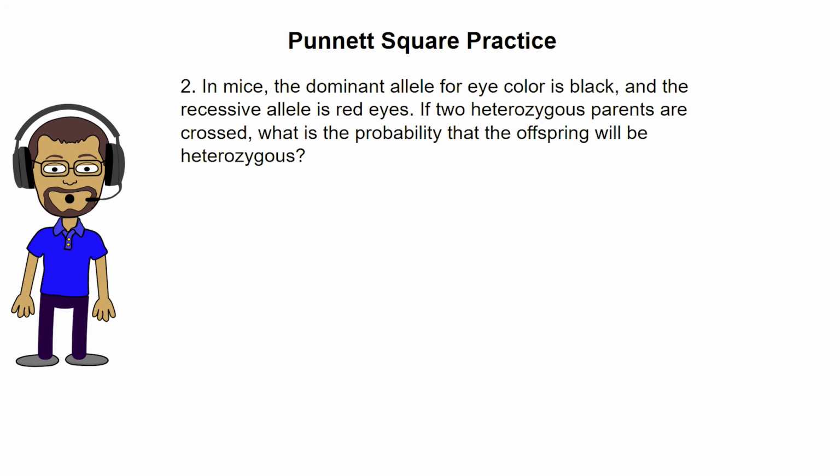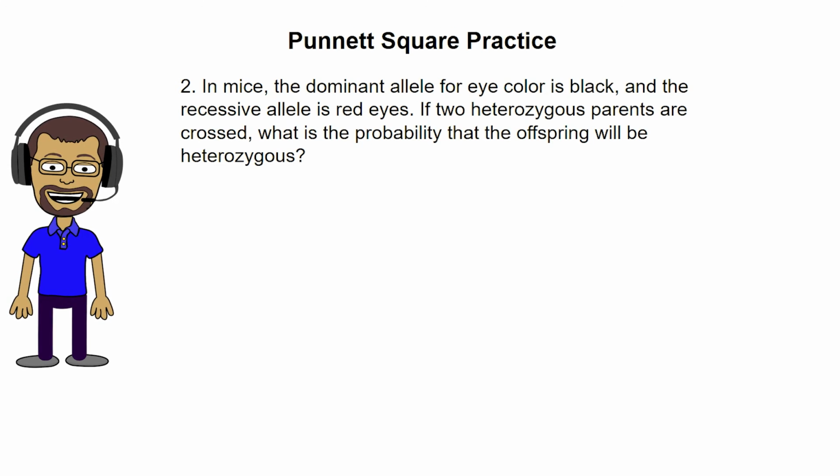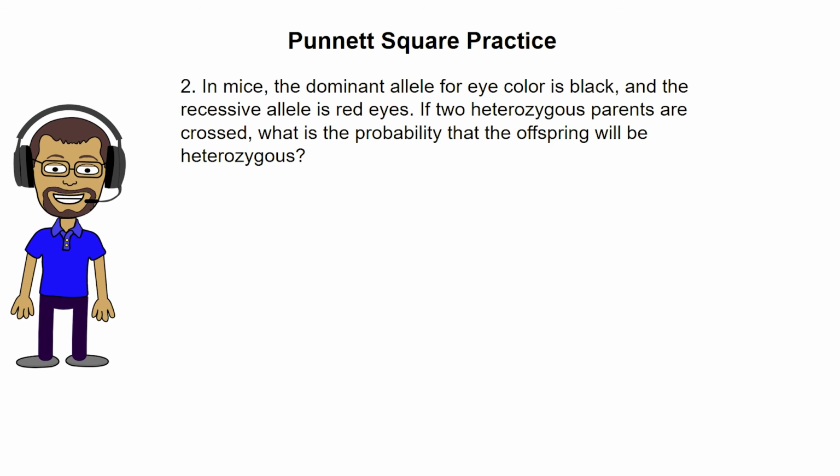It's asking for the probability of the offspring being heterozygous. So we're looking for a specific outcome. So please go ahead, pause this video, take a moment, try it on your own, go through those steps. I'll give you a moment to do that. All right, welcome back. Hopefully you did all right. Let's go ahead and start solving this.